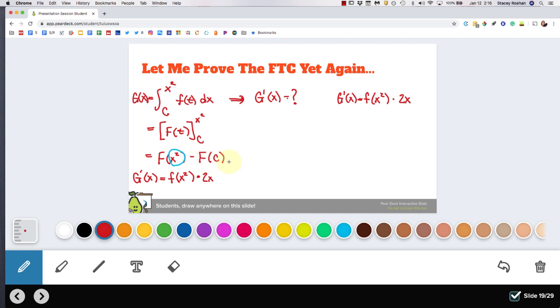When you're evaluating a function at a constant, we just get a number. So that's why it drops off. So that is our proof of the FTC yet again, and why we're chaining this bound. It's because we plug it in first and then take its derivative.